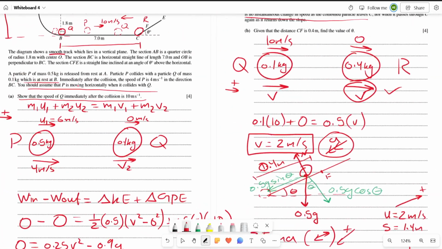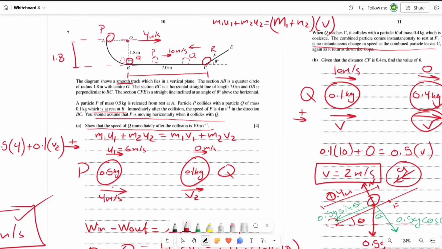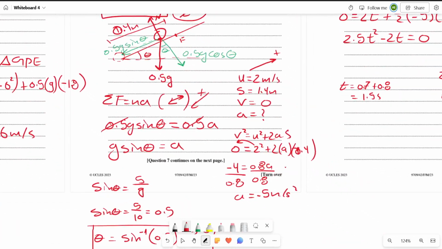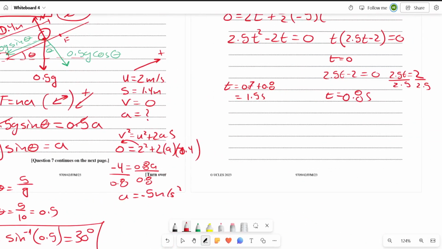So I know from here that P is going to be moving with a constant velocity of 4 meters per second. So I know that velocity equals distance over time. So 4 equals some distance that P moved over the total time, which is 1.5. So D equals 4 times 1.5. So D equals 6 meters.